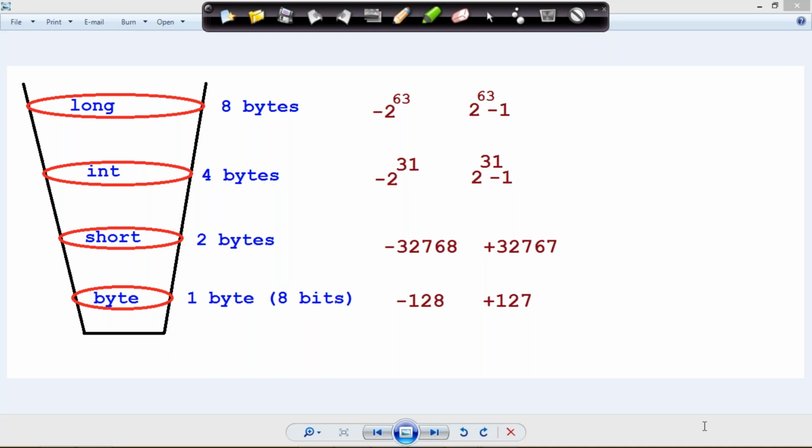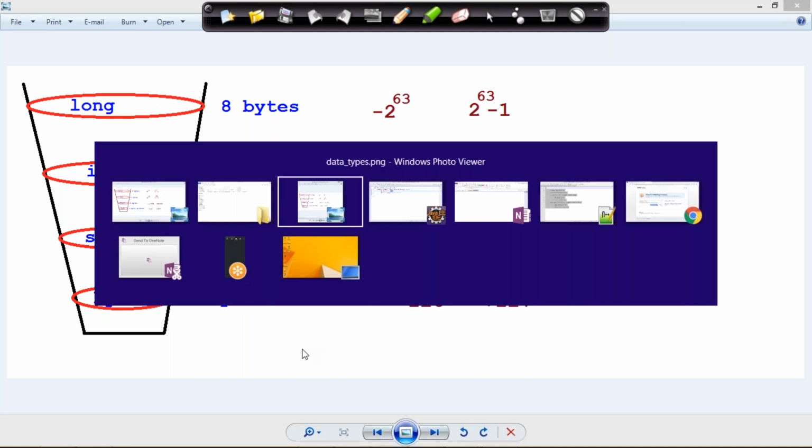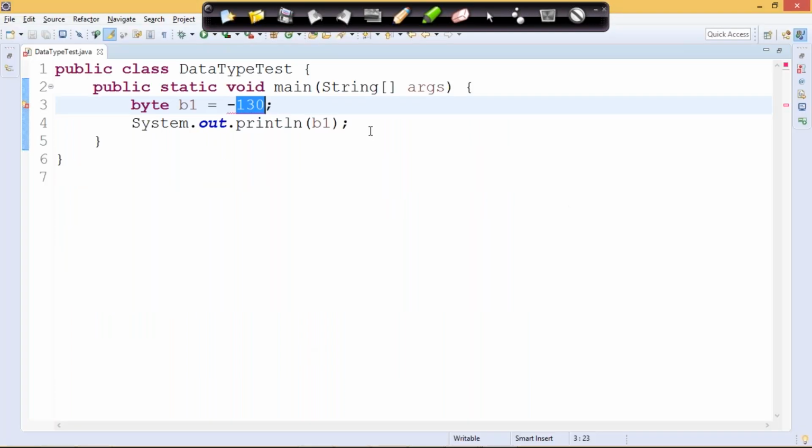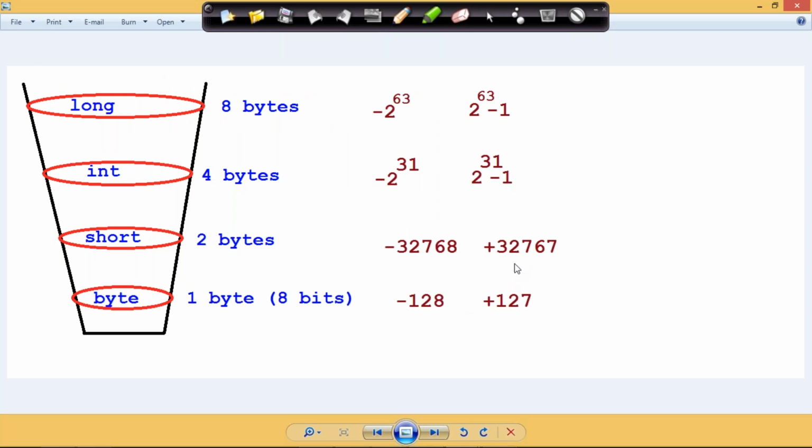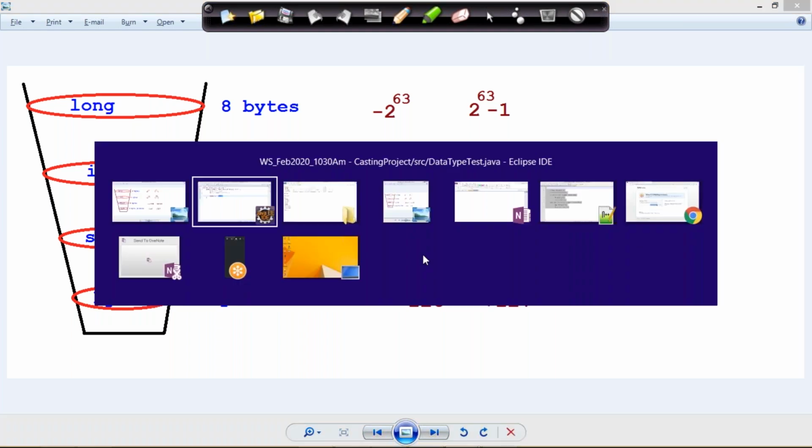Similarly, what is the capacity of short? 2 bytes. What is the range of values that short can store? Minus 32768 to plus 32767. What is the meaning of it, guys? Coming back to this example, I'm going to take the data type like this: short s equal to 32,700. 32,700 is still in the range of short.